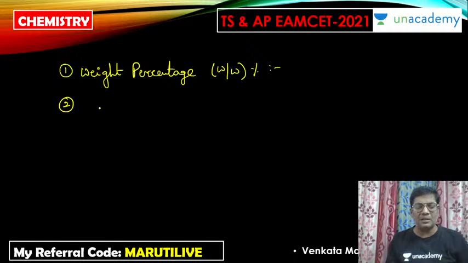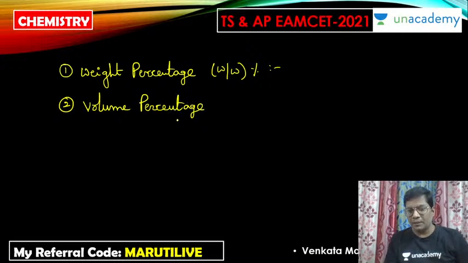The first one is weight percentage, and the second one is volume percentage, that is V by V percent. You can write like this.